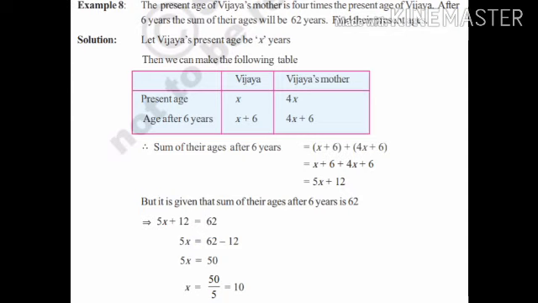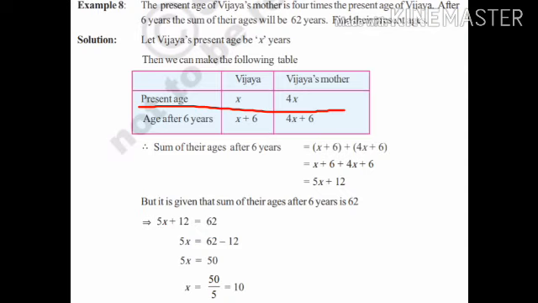Example 8. The present age of Vijaya's mother is 4 times the present age of Vijaya. After 6 years, the sum of their ages will be 62 years. Find their present ages.